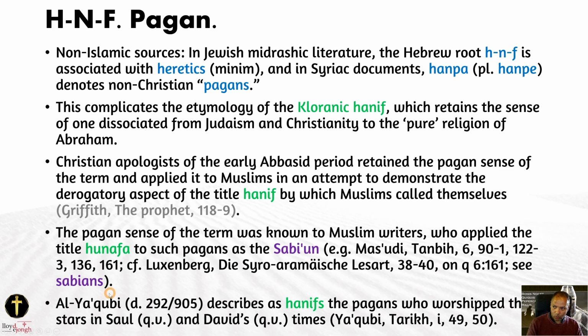So, Sabi'un, the Sabians. Al-Yaqubi describes as Hanifs the pagans who worship the stars in Saul and David's times. Interesting. So now they've taken on the name Hanifs, and these are people who were star worshippers, and the star worshippers, this is astrological worship, sun, star, and moon. The stars are the children of the union of the moon and the sun. So the moon and the sun have children, and those children are the stars. So, yeah, those are the Hanifs.